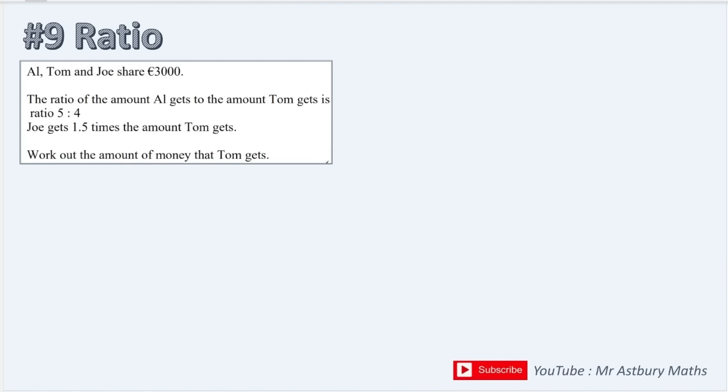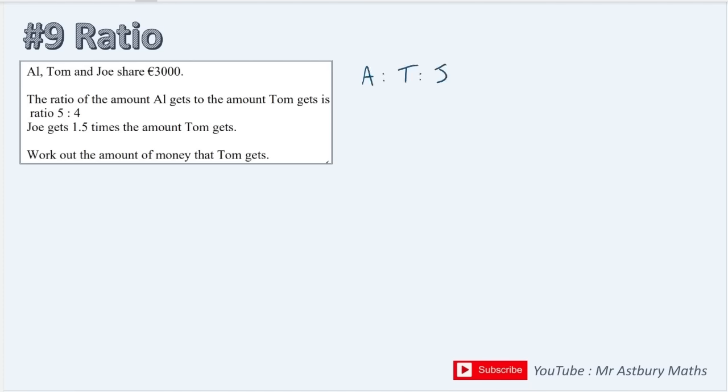This is a bit more tricky question, because we've got 3 people. We've got Al, Tom and Joe. They share 3,000 euros. And the ratio that Al gets to Tom is 5 to 4. And we know that Joe gets 1.5 times the amount Tom gets. So we need to write out a ratio which includes all 3 of them. So A, T to J.